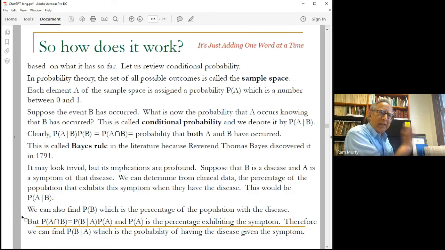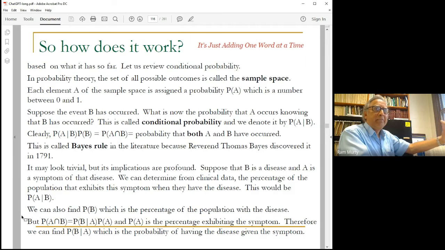This is mathematics. This is mathematical abstraction. Notice, from something which is observable, we now go into mathematical abstraction, which now gives you probability of B given A times the probability of A. Probability of A is the percentage of exhibiting the symptom. Therefore, we can find probability of B given A. What is the probability of having the disease given the symptom?